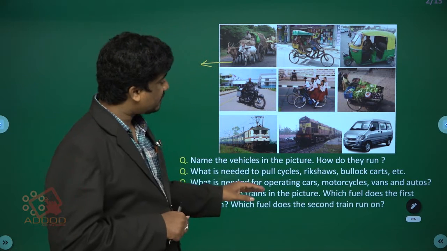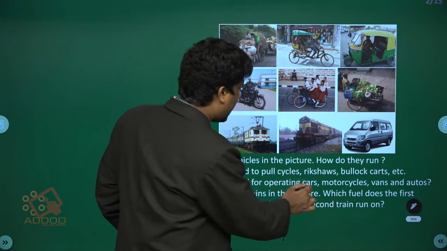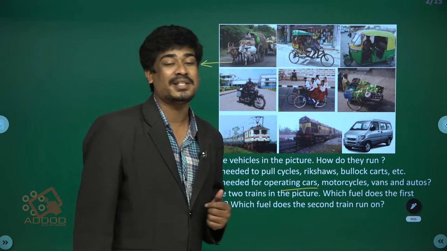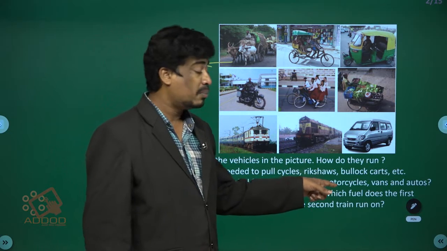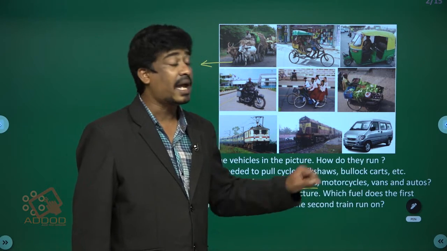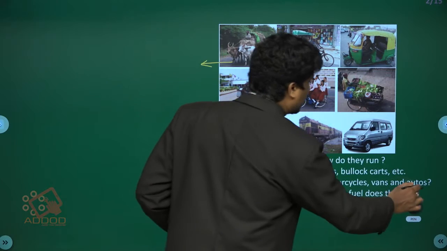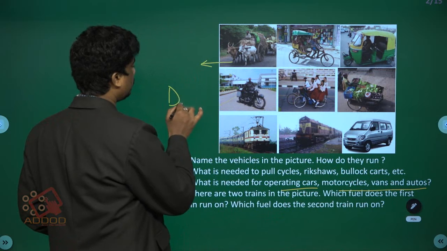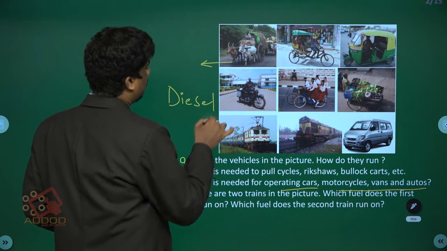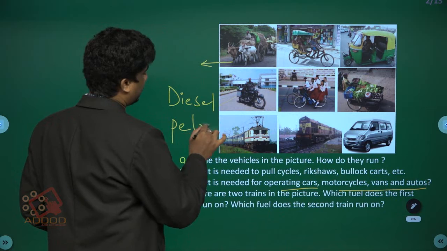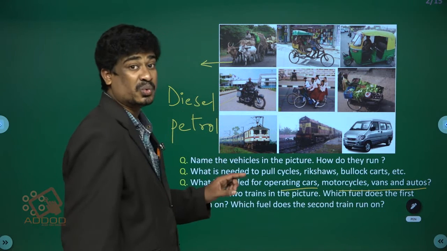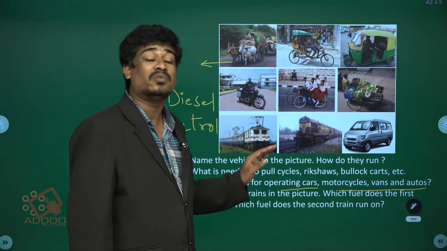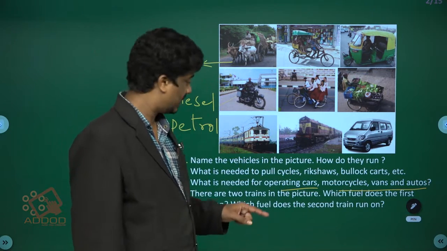What is needed for operating cars? What are the needed things to operate cars? Fuel is essential to operate the cars. Motorcycles, vans and autos are all motor vehicles only. These require diesel or petrol, isn't it? So fuels are required to work these motor vehicles.